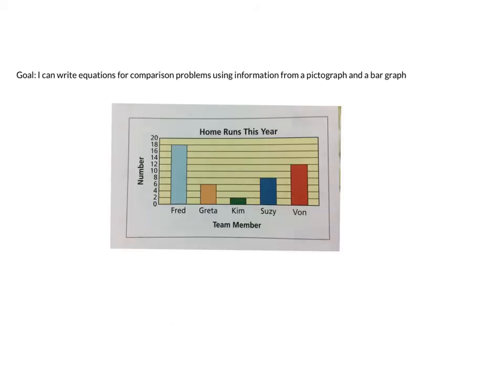Now we're going to be taking a look at a bar graph to compare the information that the bar graph gives us. The first problem I want us to look at says, write an addition equation and a subtraction equation that compare the number of home runs Susie hits using the letter S to the number of home runs that Kim hits using the letter K. If we take a look at Susie, it looks like Susie has hit 8 home runs and Kim has hit 2 home runs.